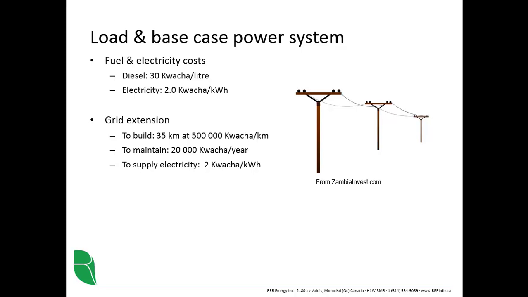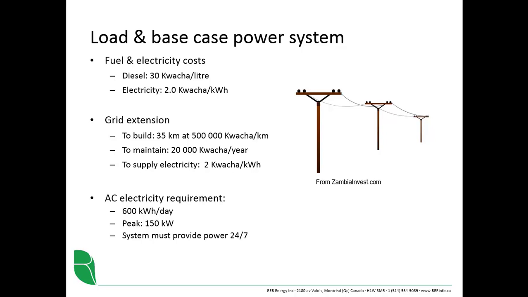I did a little bit of research on this, and people point out that often grid extension in a country like Zambia also implies additional load that requires building more capacity on the grid, or upgrading parts of the transmission or upstream distribution system. So perhaps 500,000 kwacha per kilometer is warranted. To maintain it, however, should be fairly inexpensive. I've assumed 20,000 kwacha per year, and to supply electricity, as we indicated earlier, it's 2 kwacha per kilowatt hour.